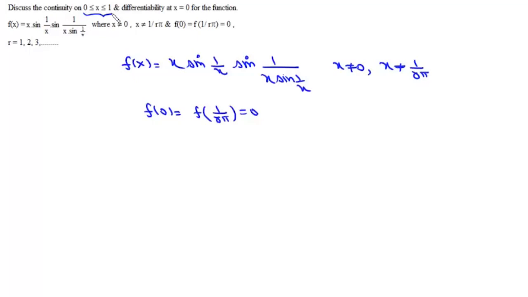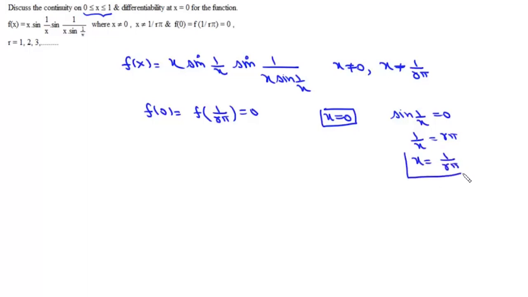Now the points where this function could be discontinuous is at x equals 0 because we have this 1 by x, and also at the points where sine(1 by x) is 0 because then again it will be 1 upon 0. So here we get 1 upon x equals r pi or x is equal to 1 upon r pi. So we have to check for continuity at 0 and at 1 upon r pi. So first we'll check its continuity at x equal to 0.